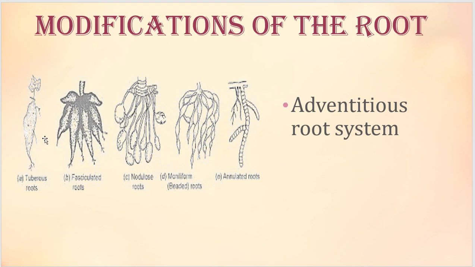And the second one, fasciculated root. Here, several roots are produced from the base of the stem. A tuft of adventitious roots is produced from the base of the stem. The best known examples for this are asparagus and dahlia.